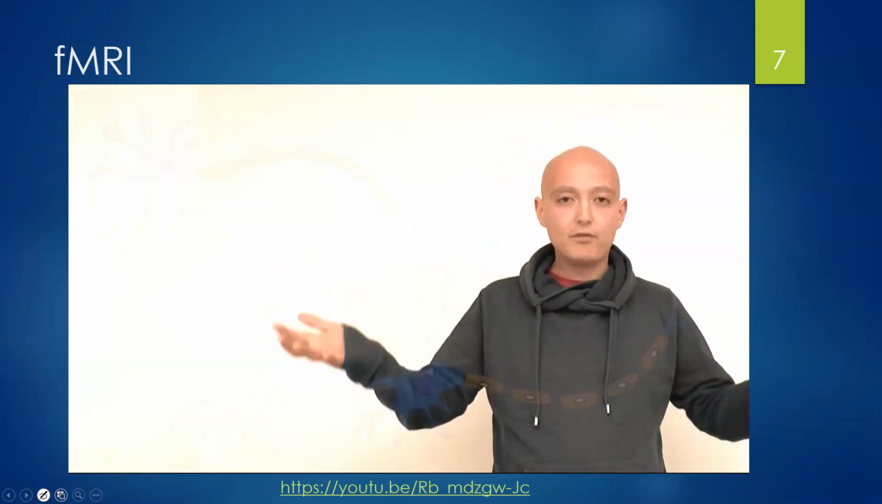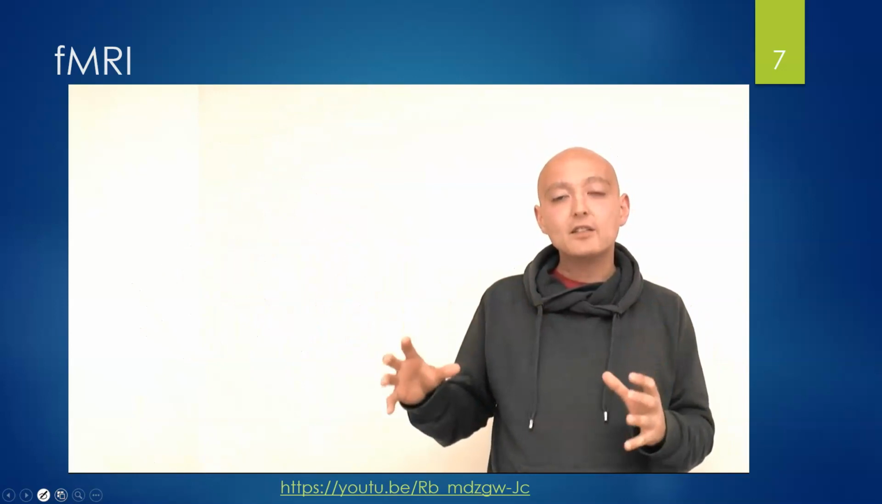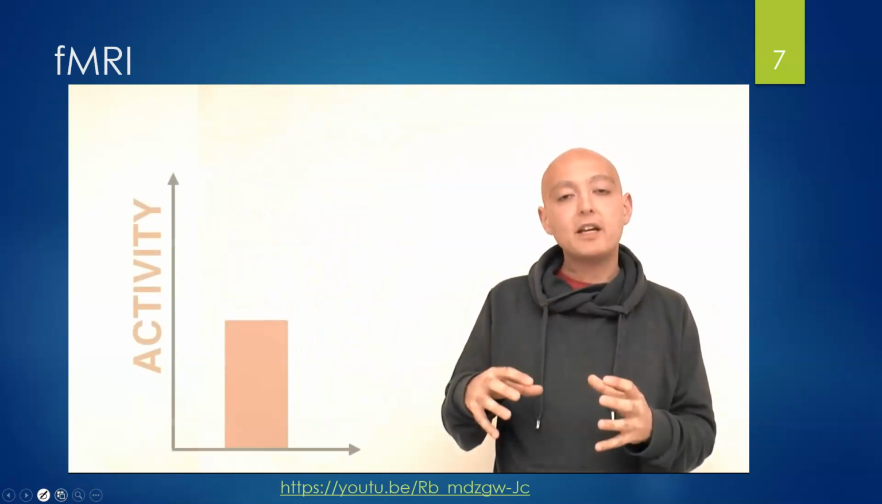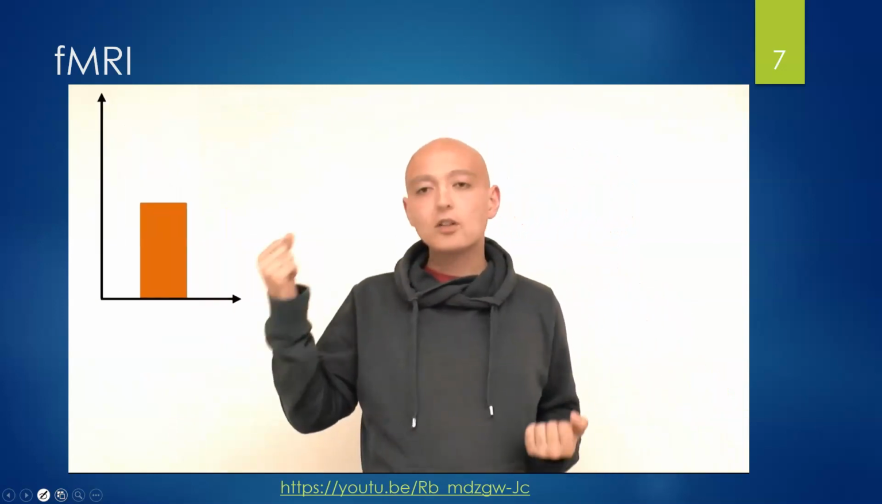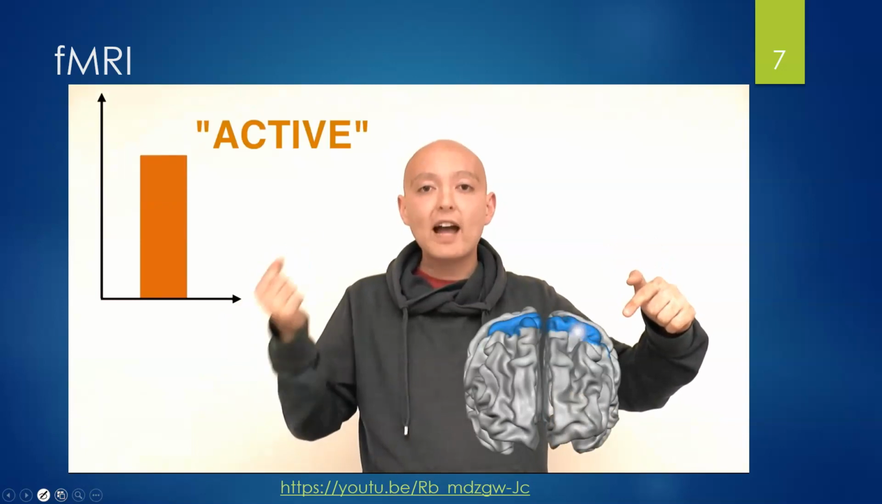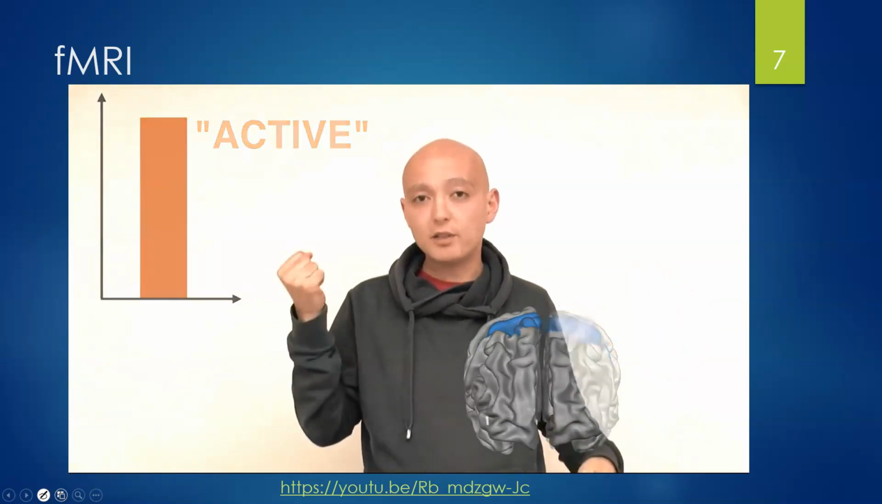Now, what does it mean when a brain area is more active? Well, the brain is made up of neurons, and these communicate with each other using electric signals. Now, a brain area is more active when the neurons inside that brain area start sending more signals than before. For example, if I start moving my arm and I see a brain area that lights up or becomes more active, then I know that that brain area probably is responsible for my arm movement.